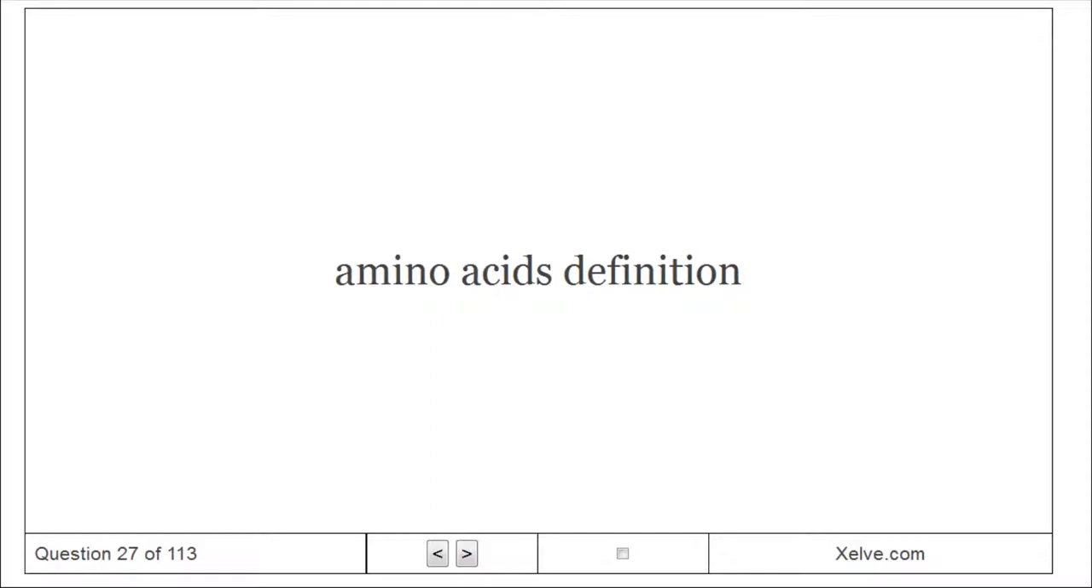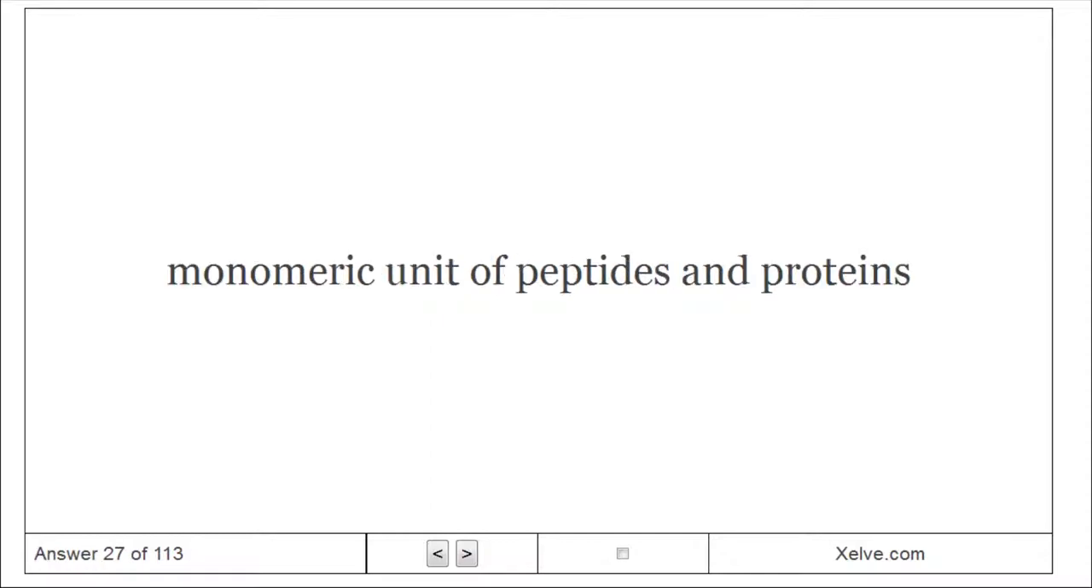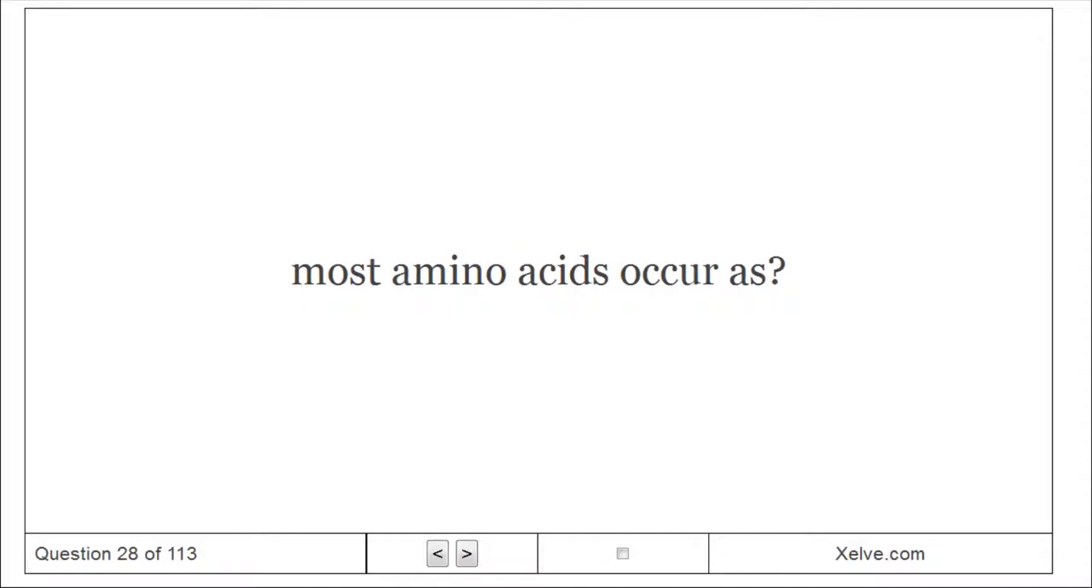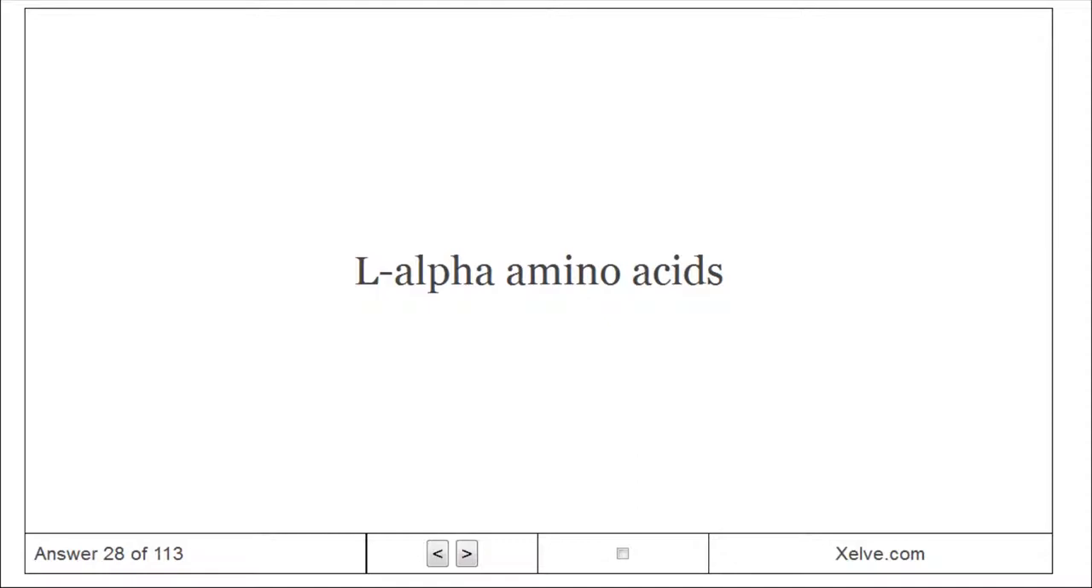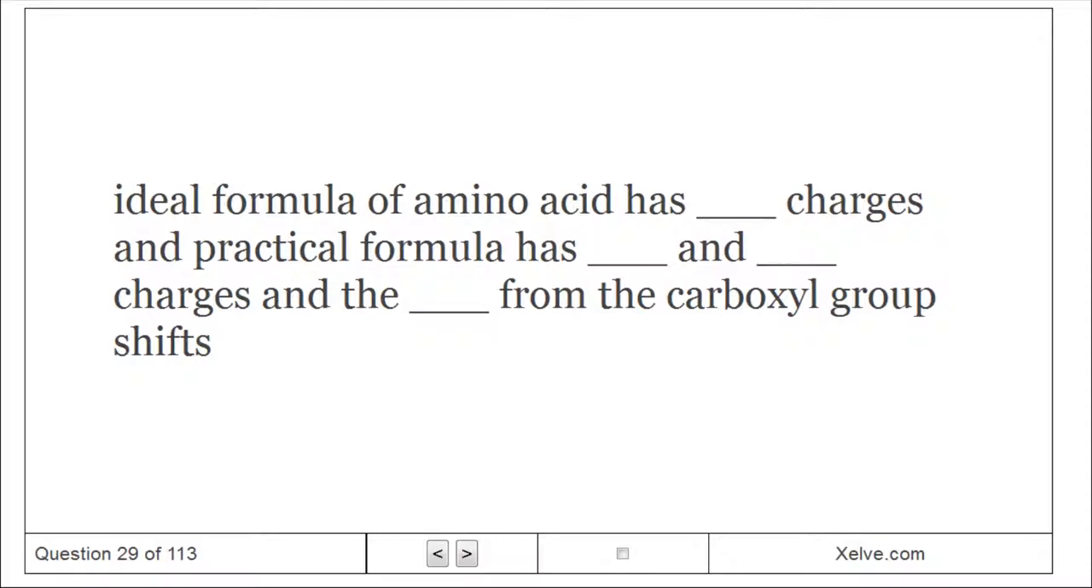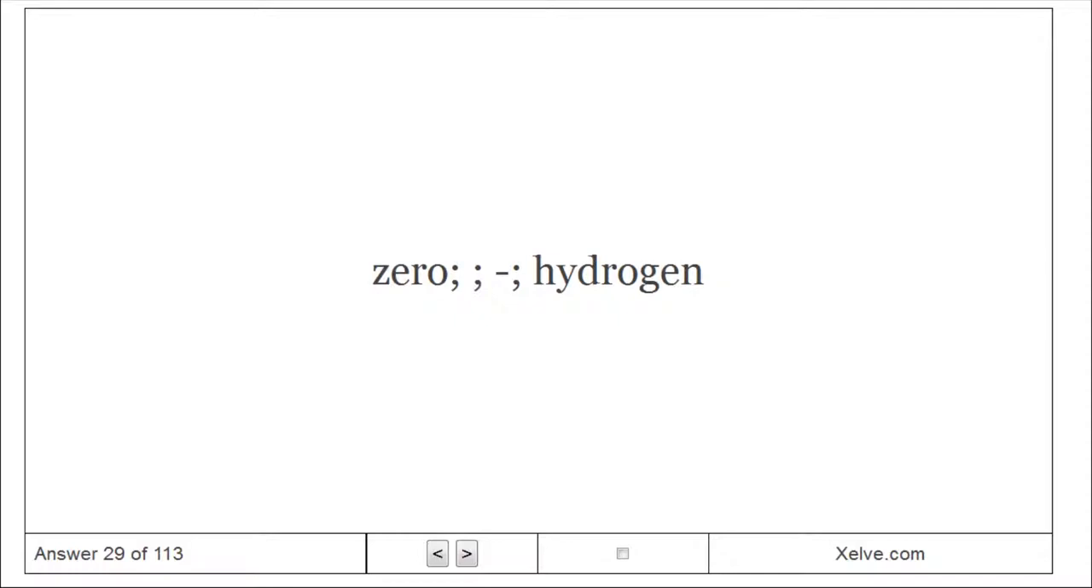Amino acids definition. Monomeric unit of peptides and proteins. Most amino acids occur as L-alpha amino acids. Ideal formula of amino acid has __ charges and practical formula has __ charges and the __ from the carbon 0 hydrogen.